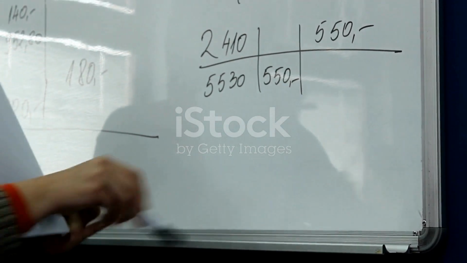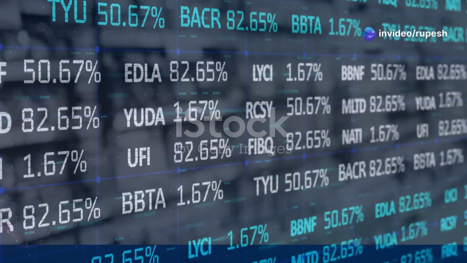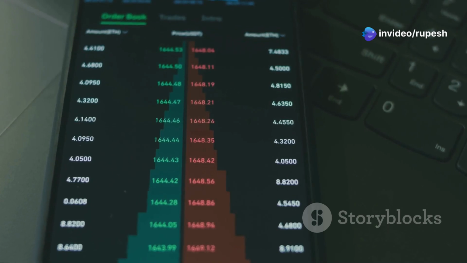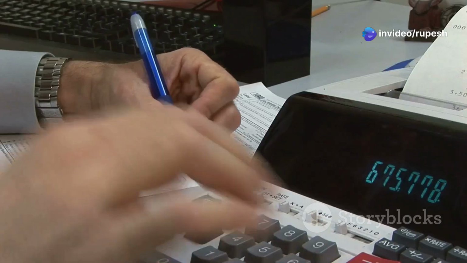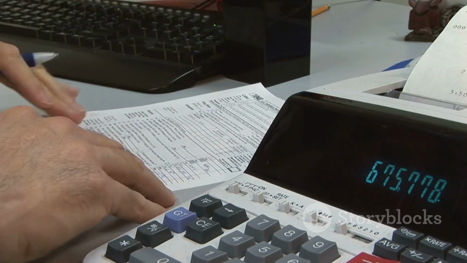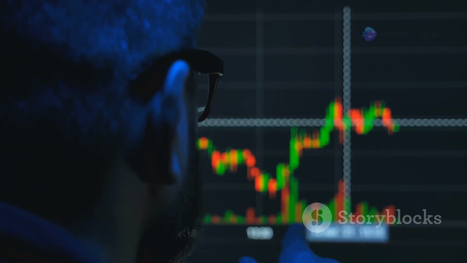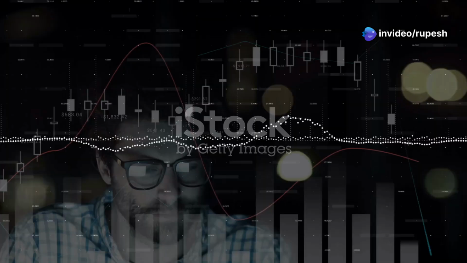Let's calculate the PE ratio for company XYZ. Imagine company XYZ is trading at $50 per share. Its earnings per share for the past year were $5. The PE ratio would be PE ratio equals $50 divided by $5, which equals 10. This means investors are paying $10 for every $1 of company XYZ's earnings.